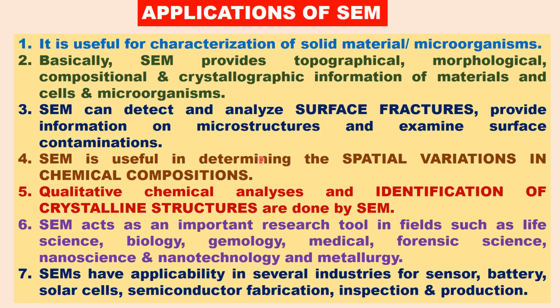Further, SEM is useful in determining spatial variations in chemical composition. Whether a coating is uniform can be obtained from SEM. Spatial variations in coating and chemical composition can be obtained from SEM. Then qualitative chemical analysis and identification of the crystalline nature of nanoparticles or materials are done by SEM, whether the nanoparticles are crystalline, powder or grain, etc.